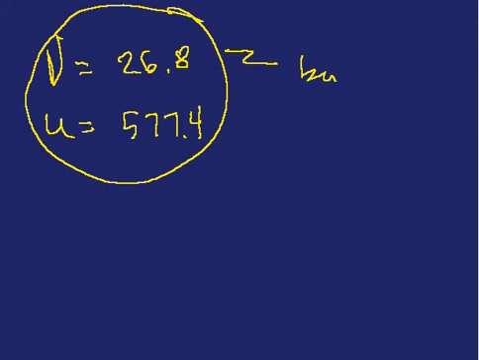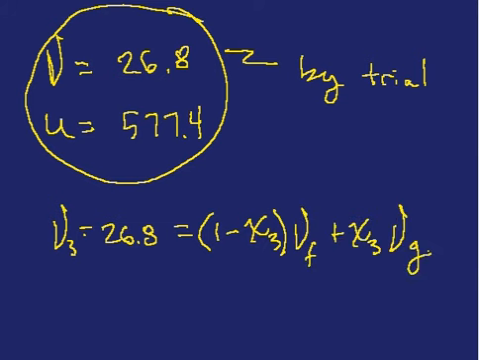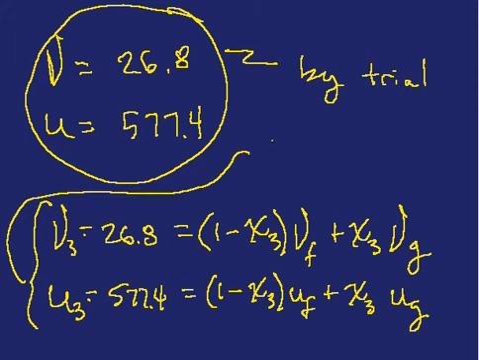So by trial and error, we would say, first of all, that V3 is 26.8, which equals (1 minus x3) Vf plus x3 Vg, and U3 equals 577.4, which equals (1 minus x3) Uf plus x3 Ug. All we have to do is find the pressure or the temperature that solves this problem. So if I could sketch this out, we'd have a trial and error solution. Guess P. Find values for Vf, Vg, Uf, Ug.